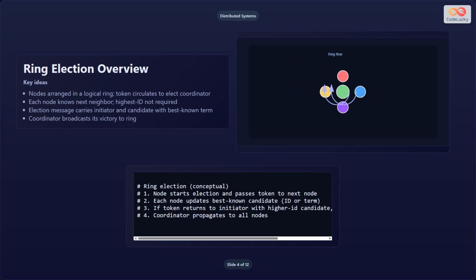The ring algorithm takes a different approach. Nodes are organized in a logical ring where each node knows its successor. When an election is needed, a node creates a token and passes it around the ring. The token carries the IDs of nodes it has visited. As the token circulates, each node adds its own ID if it's higher than any ID already on the token. When the token returns to its starting point, the node with the highest ID on the token becomes the leader. This algorithm is elegant because it uses the ring structure efficiently.